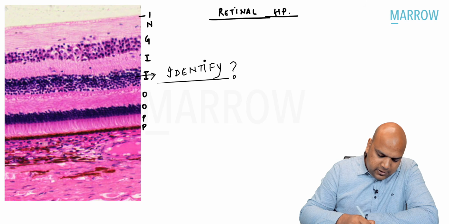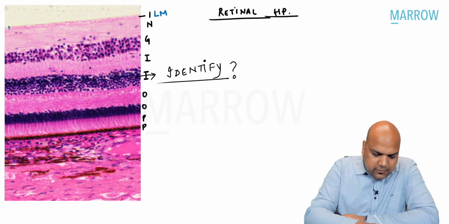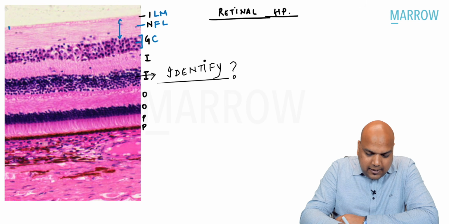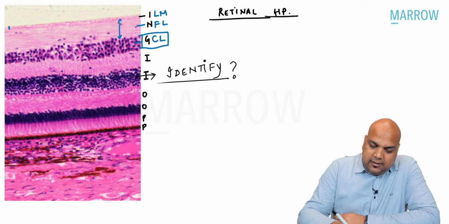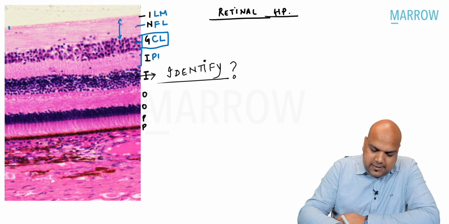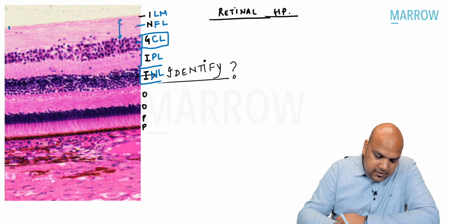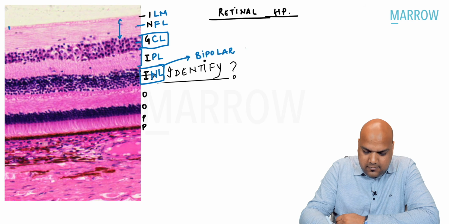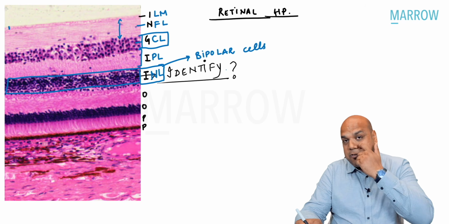Now, once I've written this mnemonic, it becomes very, very easy for me. This must be the internal limiting membrane, a very thin layer you can see here. Then this must be my nerve fiber layer. Then I see a lot of cells, ganglion cell layer. See, that's the beauty. As soon as I see cells, I see a cellular layer. Then after that, I have the inner plexiform layer. Then I should have the inner nuclear layer, made up of bipolar cells. Again, I can see lots of cells in this layer. This is what we've been asked to identify.